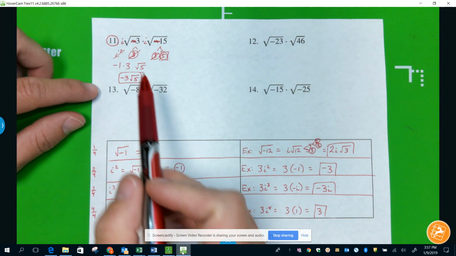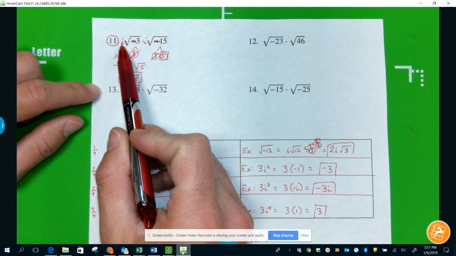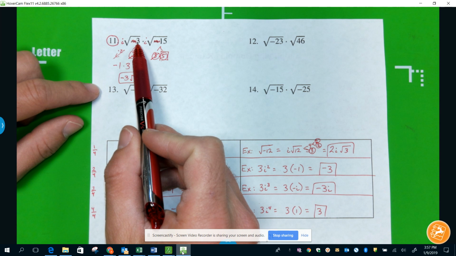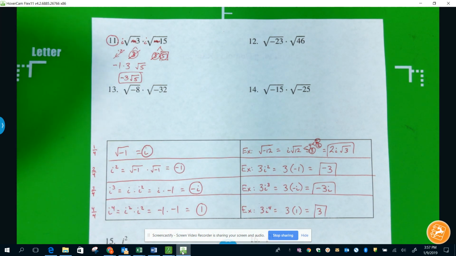All right, so we used two i rules there. First of all, the negative under the square root: bring your i out front and make this number a positive. And then we also used the i rule when we had an i squared. That i squared turned into a negative 1.